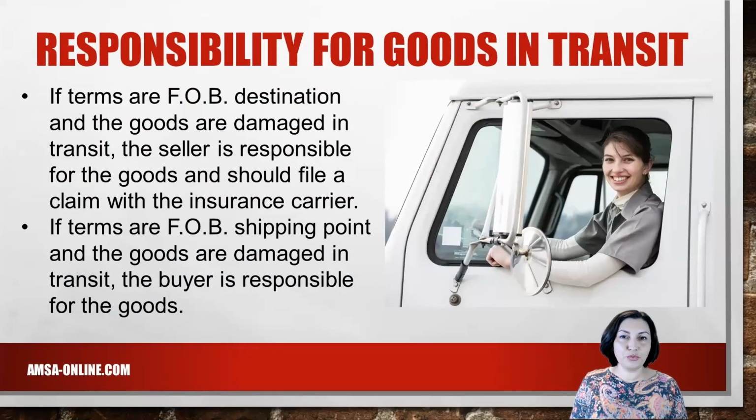The type of F.O.B to be used is typically designated in a buyer's purchase order and is also stated on the seller's invoice to the buyer. If terms are F.O.B destination and the goods are damaged in transit, the seller should file a claim with the insurance carrier since the seller had title to the goods when the goods were damaged. If terms are F.O.B shipping point and the goods are damaged in transit, the buyer is responsible for the goods.